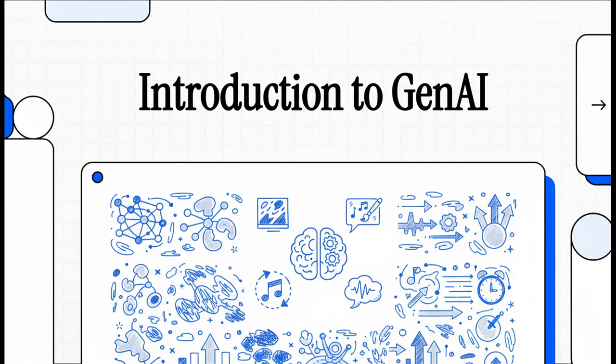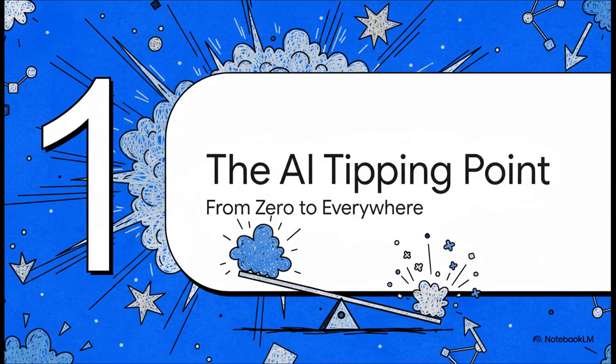So in this explainer, we're going to pull back the curtain. We're going to look at its explosive start, really understand the engine that makes it all run, and figure out why this is such a massive shift. Let's dive in. Okay, first up, we have to get a handle on just how fast this all happened.